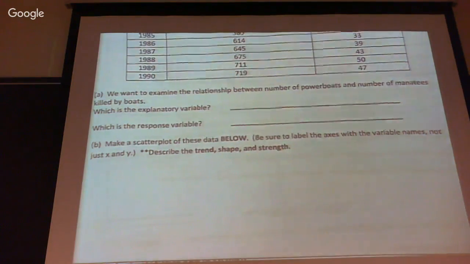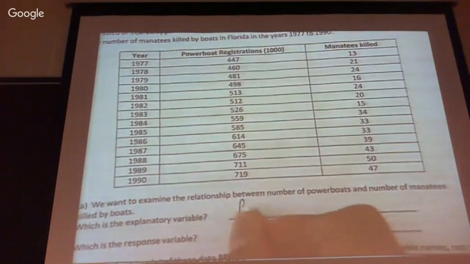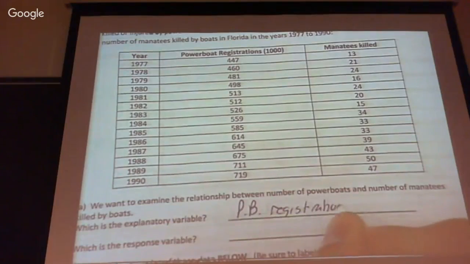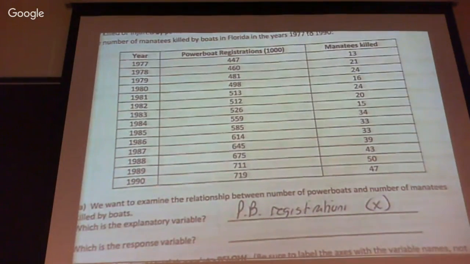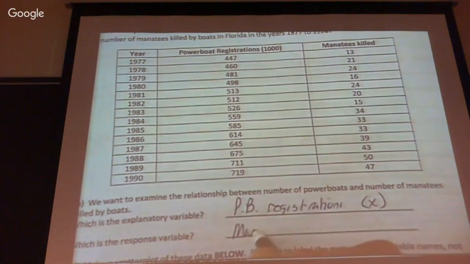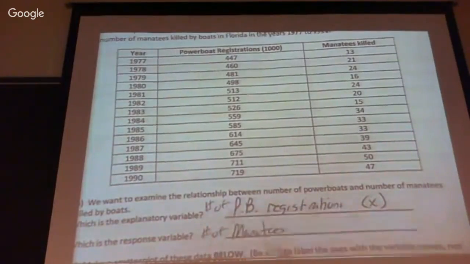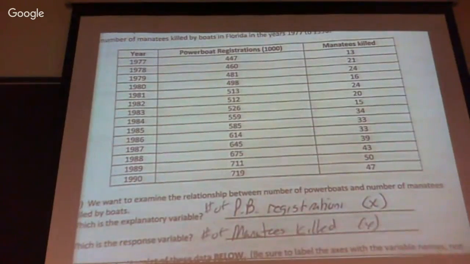Okay, so which one is explanatory? Good. Powerboat registrations, we know it's in thousands. That is going to be our X, our input. We're trying to say how many powerboats Florida registers explains what response? Good. The number of manatees killed. That's going to be our Y, our output.